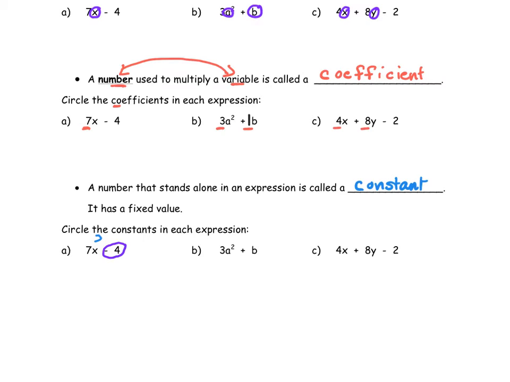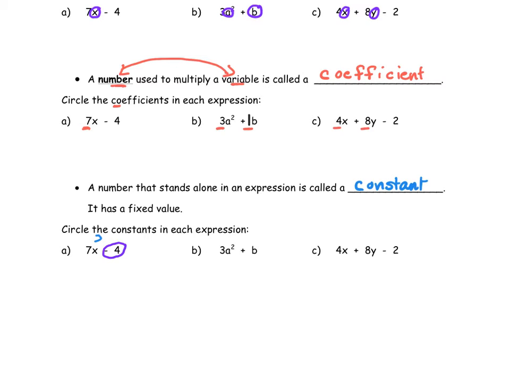Let's go on to the next expression. 3, I see that as a number, and it did say it's a number, but it stands alone. So this 3 is working, a coworker, with that a squared. So it is not a constant. And if I look at b, it's a variable, and I don't know what the value of it is. So it doesn't have a fixed value. So in this expression, there's no constant.